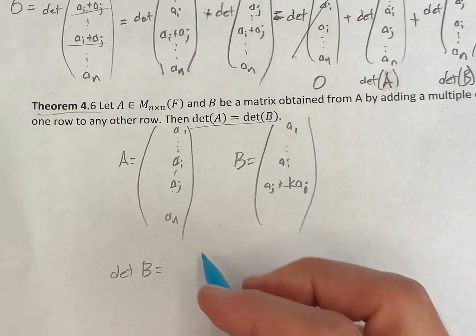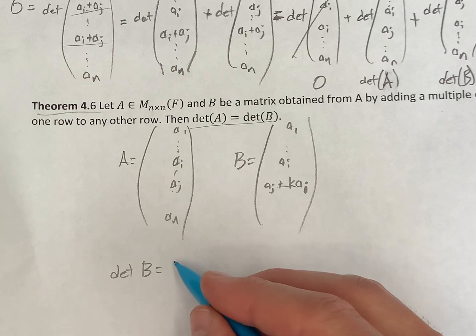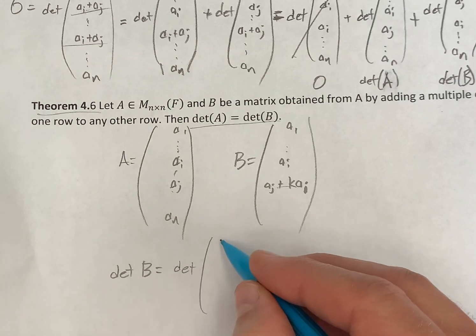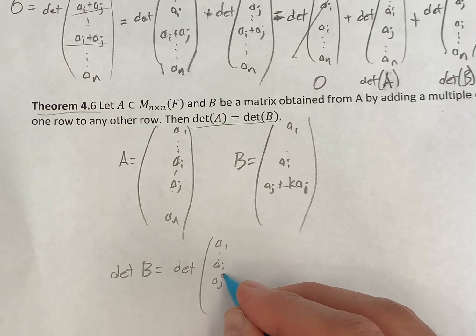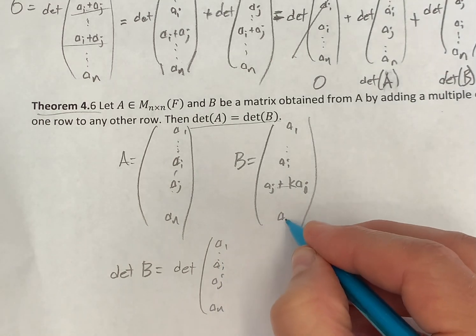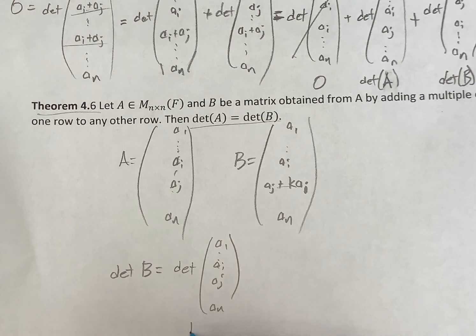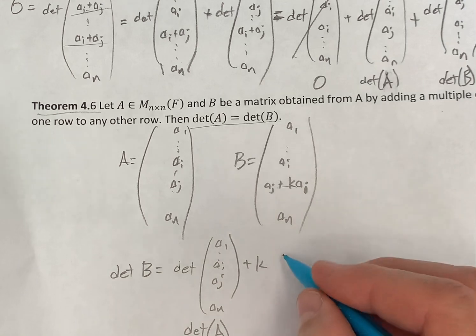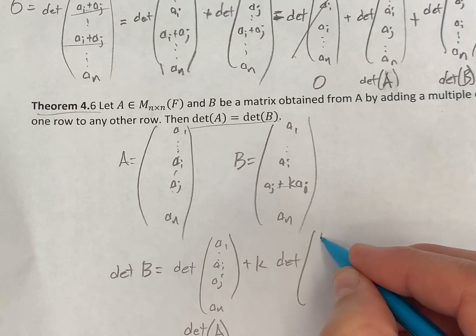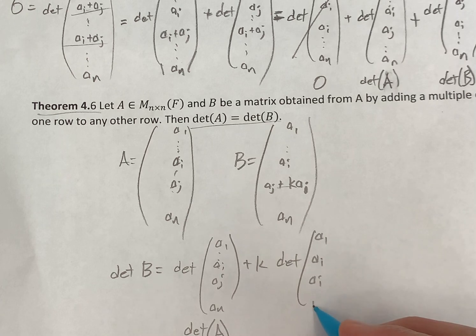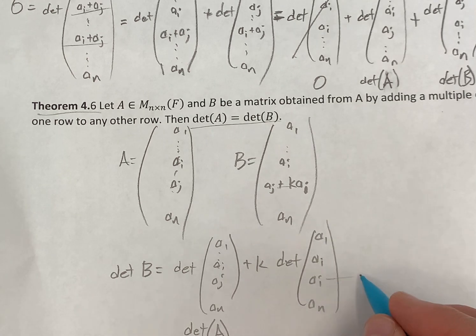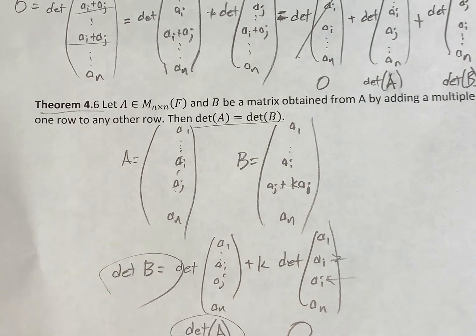Well, let's think about the determinant of B. You can just spread it out by linearity. What you get is the determinant of A1, AI, AJ, AN, that's just the determinant of A, plus K times the determinant of A1, AI, AI, all the way to AN. This has two rows that are the same, so that's 0. So of course, these two things would be the same.